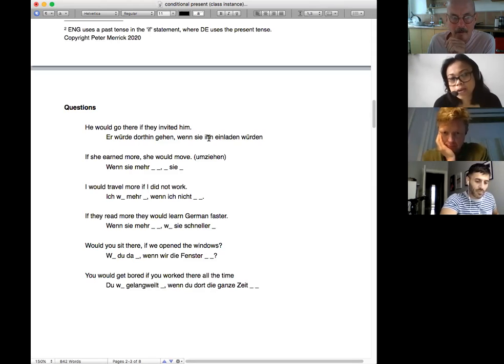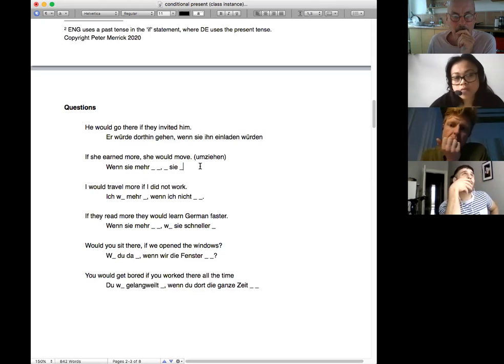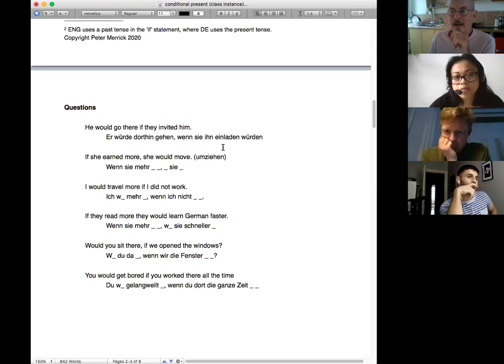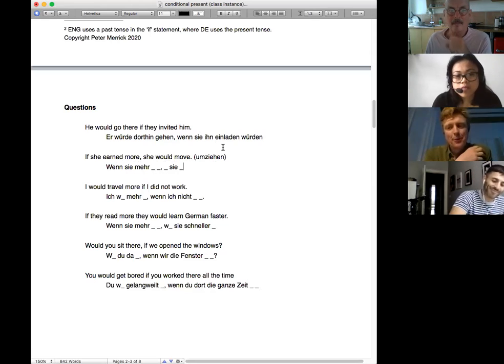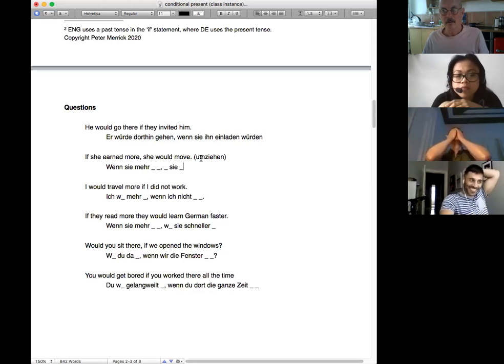Him. Row two. If she earned more, she would move. Who's doing this? John. But is it row two? Because isn't it row three? Because the invitation's going to him? Is it invited to him or invite him? Invite him. Yeah, okay. Row three and two is always difficult. I think the same as you on that. It always gets me.